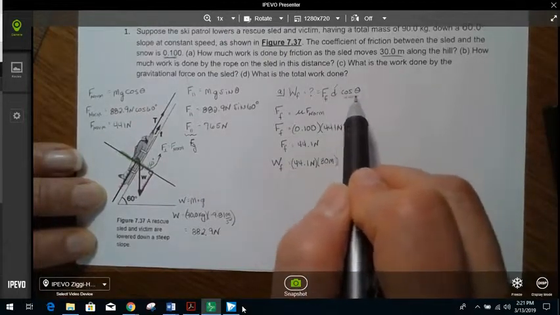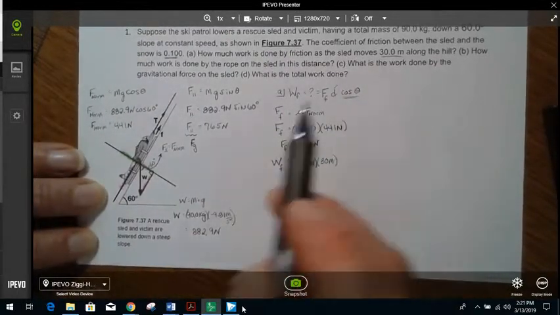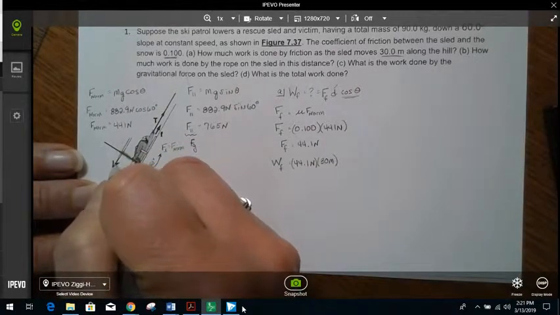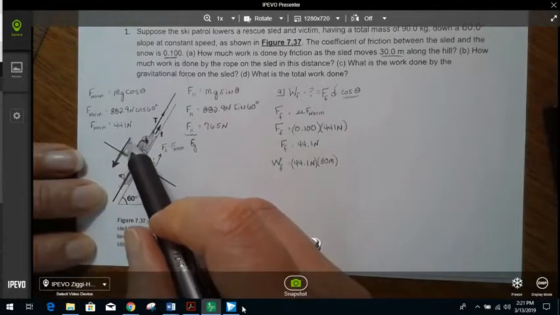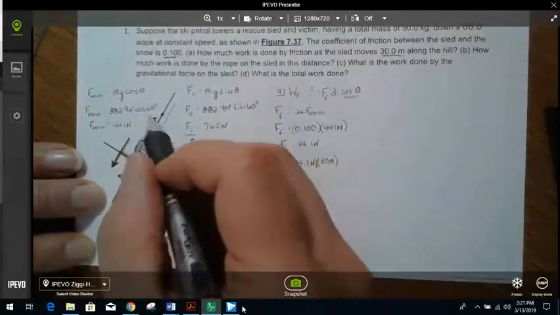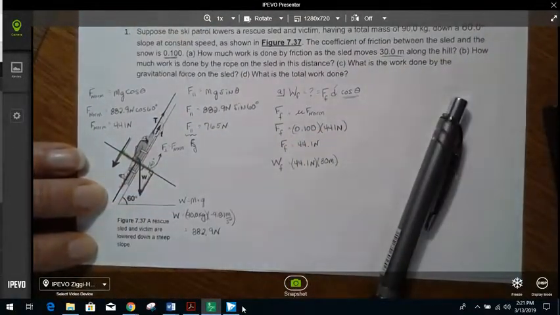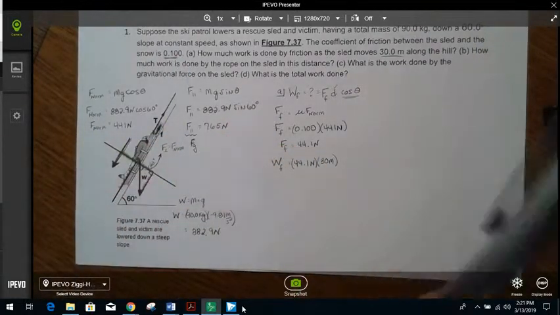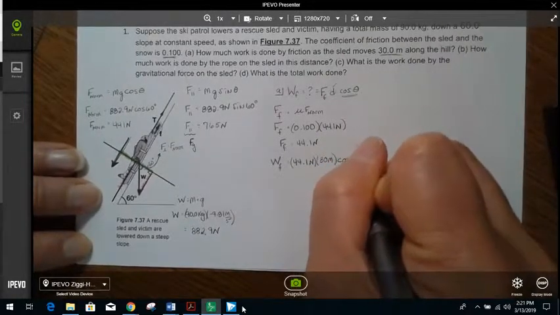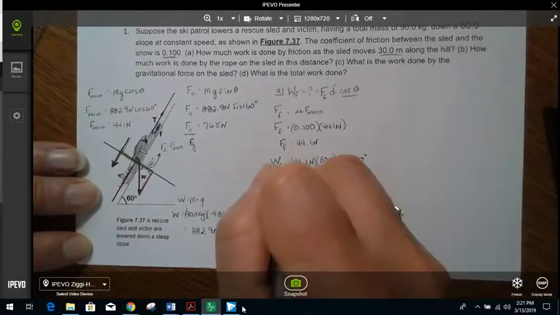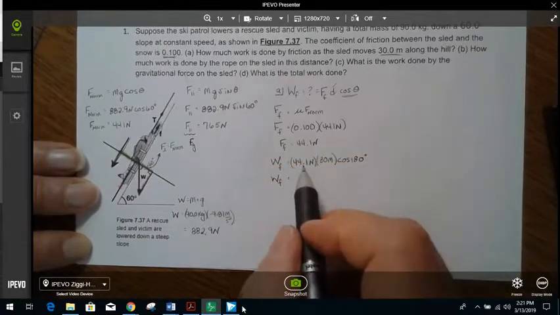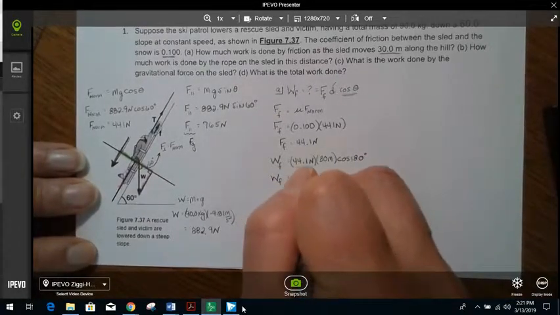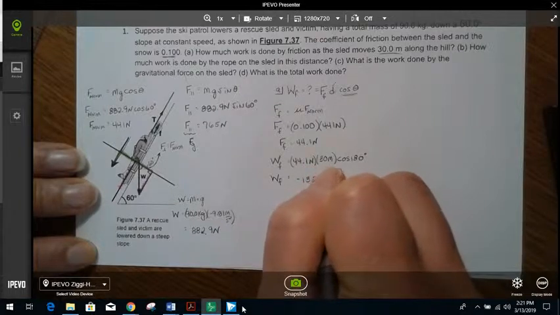Now, to take this component into account, our victim is being lowered down the hill. So the direction of motion is down, but our friction force is acting up or against the direction of motion. So our friction force has to be at a cosine of 180 degrees. So the work done by friction then is the multiplication of those numbers, and that turns out to be a negative 1,323 joules.